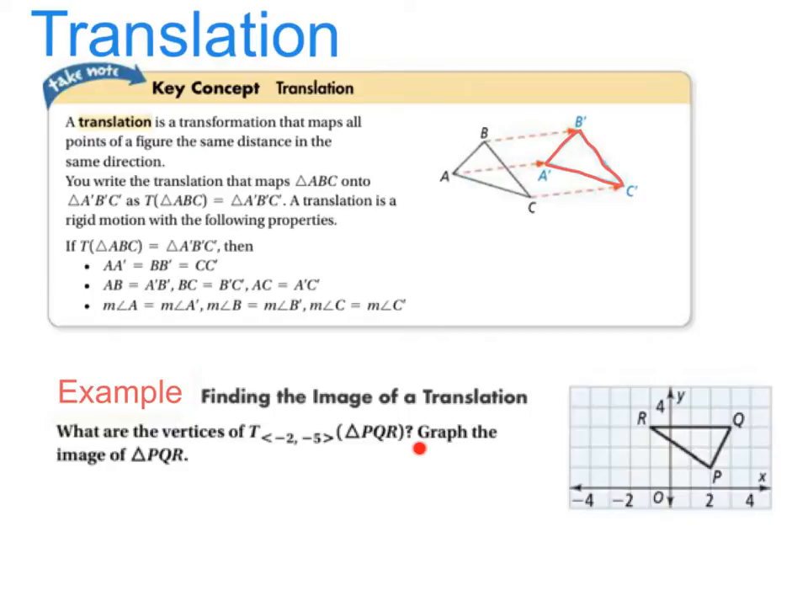So in this problem, we're supposed to graph the image of triangle PQR. So let's see what that would look like. We can start with any point. Let's start with R. We're going to go -2, -2, and then -5. 1, 2, 3, 4. I'll come down here.